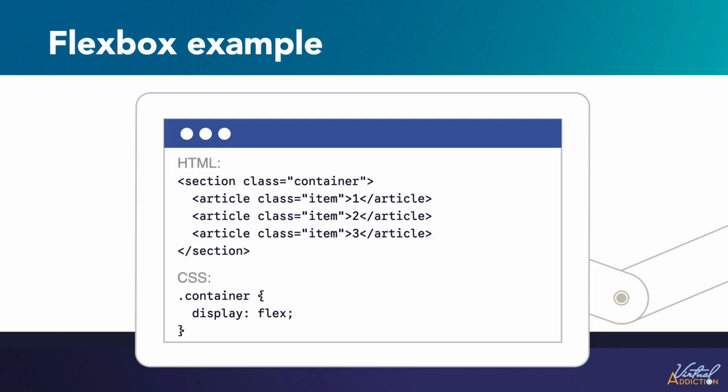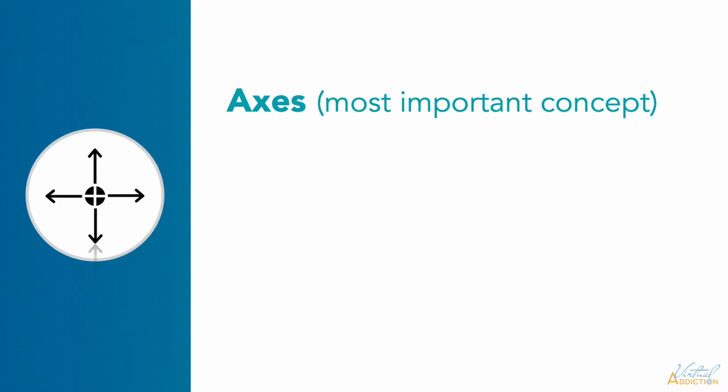Here's a simple HTML and CSS example to get started. I have a container that has 3 articles, and I've assigned a class of item to those so that we can visualize that those are the items, the section is the container. Then I've simply used container with a display of flex. This basically sets up a flex container and will arrange the items in a row by default.